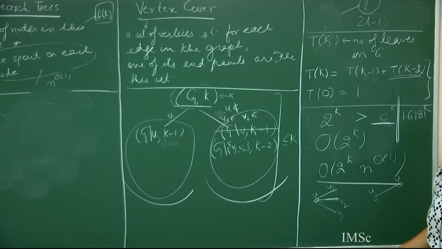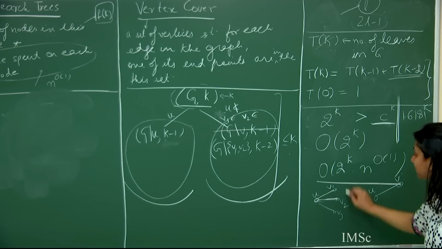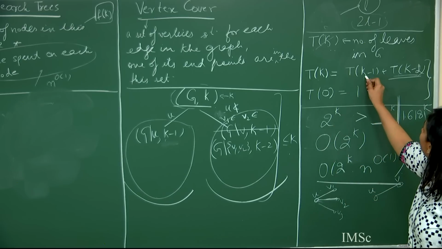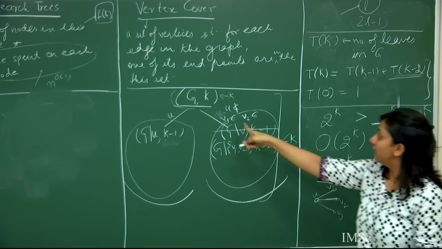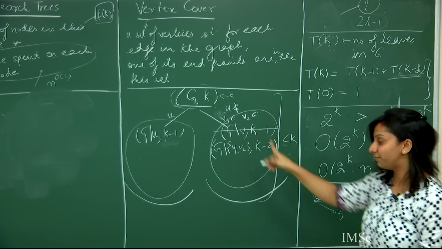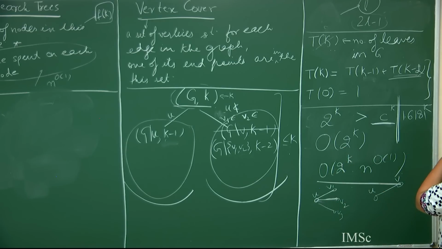Okay, so if you're improving it along this line, and this line is this minimum degree line, if I knew that the minimum degree is, say, some L, then this recurrence will be T(k-1) plus T(k-L), because here I'll remove all those neighbors, because if u doesn't belong, then none of its neighbors will belong, right?